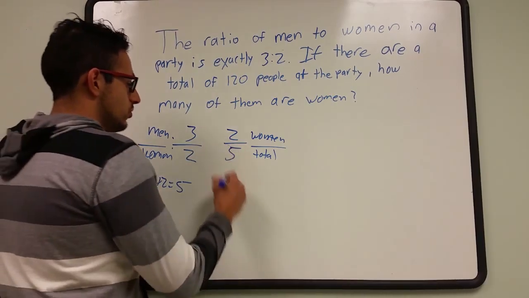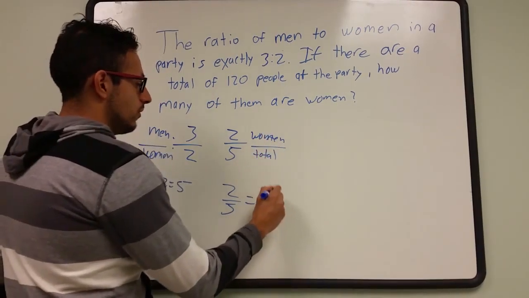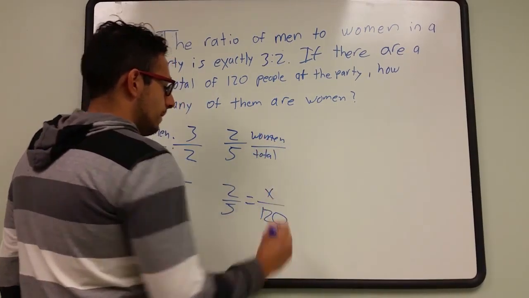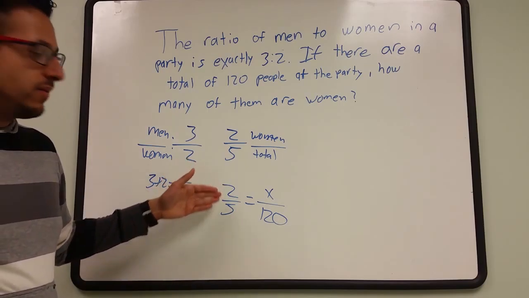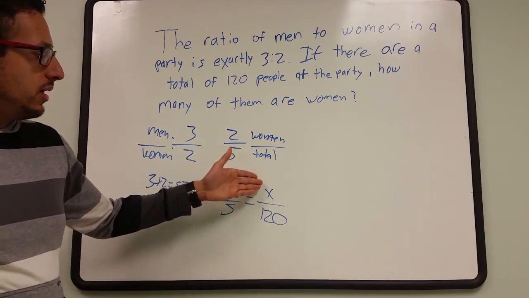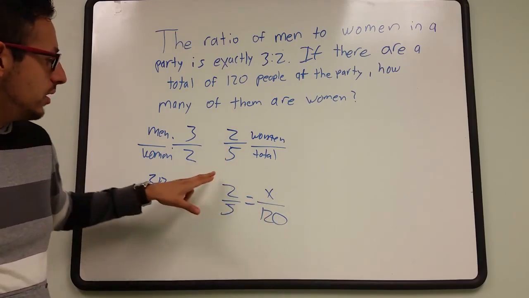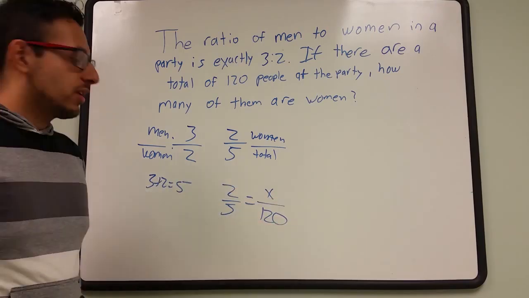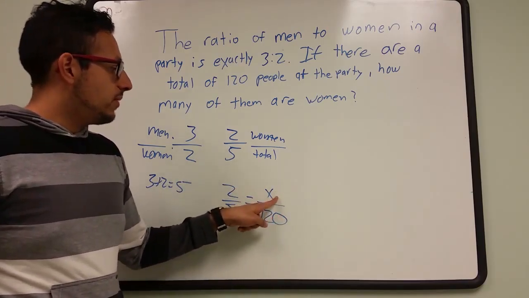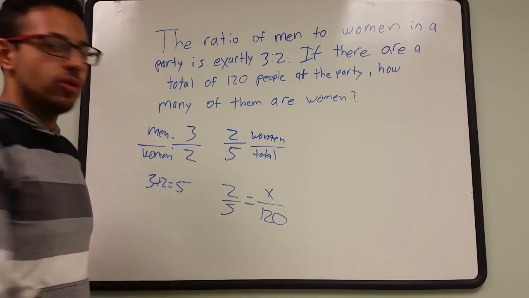So we can use this ratio to solve for how many women are in the party of 120, right? So it's 2 to 5 is equal to x over 120. So 2 women for every 5 people is equal to x amount of women over 120 people total. So the ratio is women to total equals women to total.